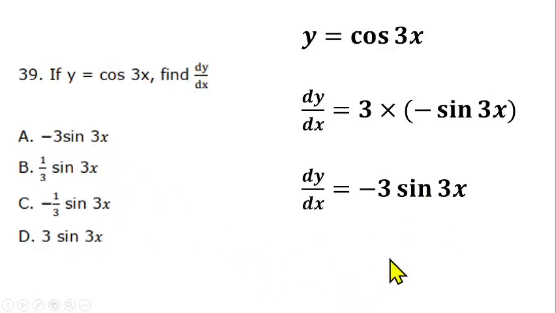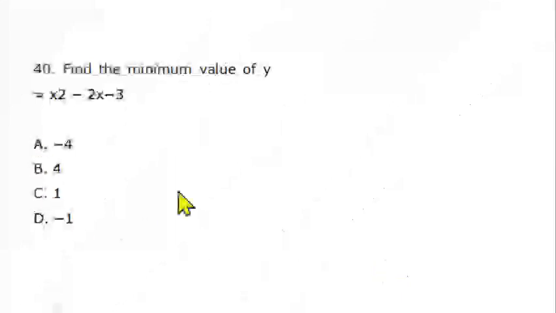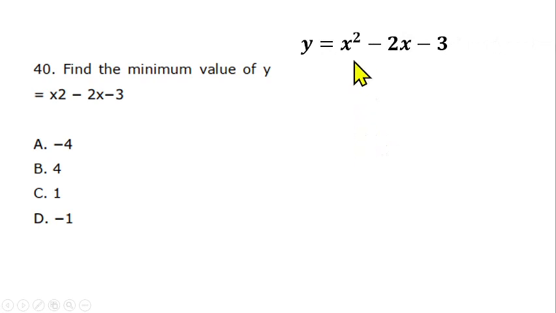Question number 40, in this application of differentiation, you have to find the minimum value of y equals x squared minus 2x minus 3. So what do we do? We have to differentiate this. So we have dy/dx will be equal to 2x minus 2. If you differentiate x squared, you have 2x. If you differentiate minus 2x, you have minus 2. Differentiate minus 3, that gives us 0.